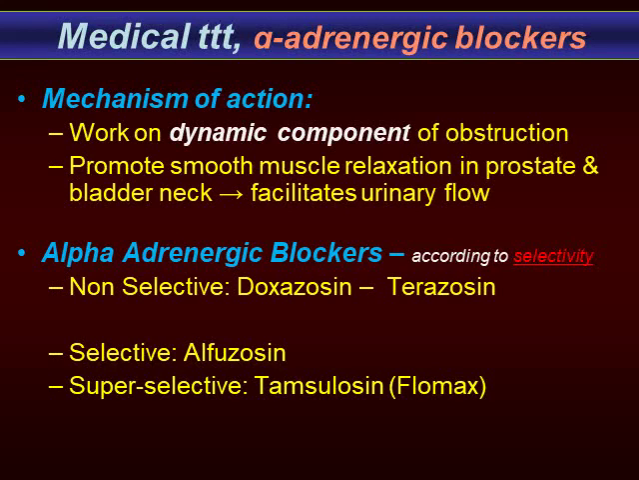which works on both adrenergic receptors in the prostate tissue and in the blood vessel, so they could cause vasodilatation and hypotension as a side effect. And there are better, more developed drugs, such as selective or super selective, which include alfuzosin and tamsulosin. These drugs act only on adrenergic receptors present in the prostate or bladder neck. They do not act on the adrenergic receptors present in the blood vessels. Thus, they do not cause hypotension.